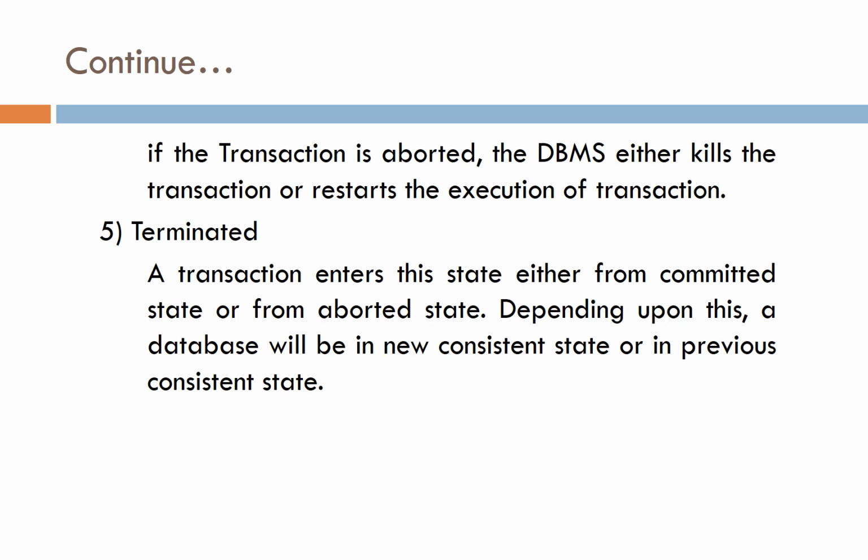Next is terminated. A transaction enters this state either from the committed state or from the abort state. Depending upon this, a database will be in a new consistent state or in the previous consistent state. So if the transaction enters the terminated state from the committed state, then the database will be in a new consistent state, and if the transaction enters terminated from the failed state, then it rolls back all the data and the database will be in the previous consistent state. So these are the 5 different states of a transaction.